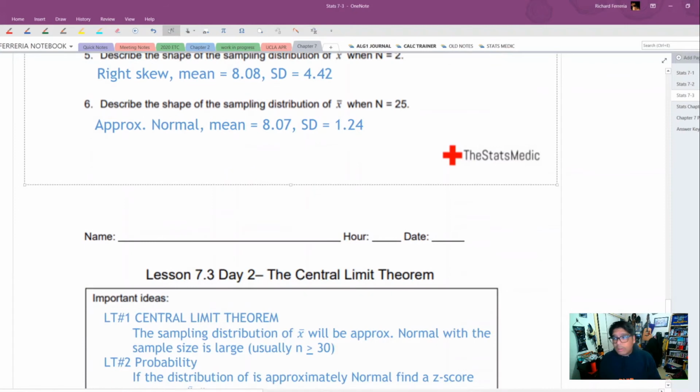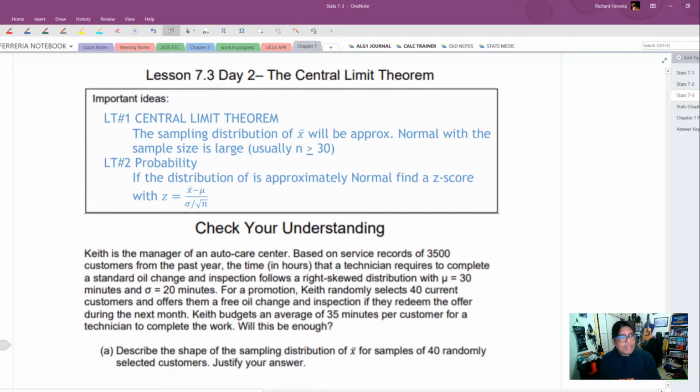Let's get to our important ideas. And what we saw was something about the central limit theorem. And the idea is this. Even if the population isn't normal, like this population, if you take a sample size that's big enough, usually n is greater than 30, you're going to create a sampling distribution that is approximately normal. That is an incredibly powerful statement right there.